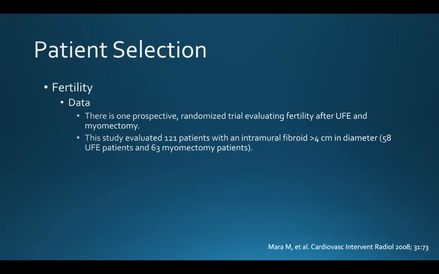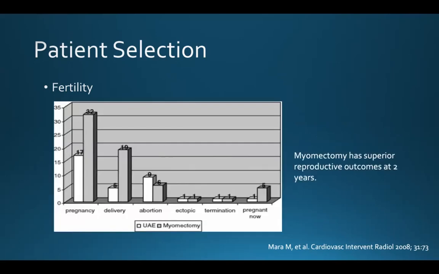There is one prospective randomized trial evaluating fertility after fibroid embolization and myomectomy, and this study, performed back in 2008, evaluated 121 patients with an intramural fibroid greater than 4 centimeters in diameter. 58 of those patients underwent UFE, and 63 underwent myomectomy. This study showed that myomectomy had superior reproductive outcomes at 2 years.